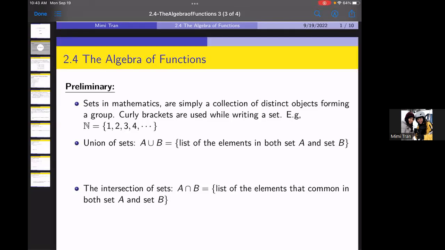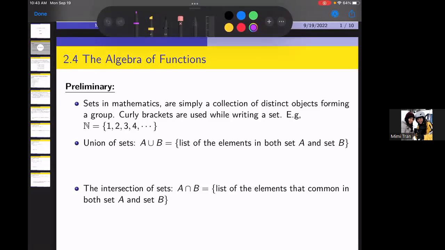We count 1, 2, 3, 4, 5, right? It doesn't have to be numbers all the time. It could be colors. So for example, you don't have to write this down, a set A is blue, red, yellow, things like that. Green, one more. A set could be anything. Each of them is called an element.